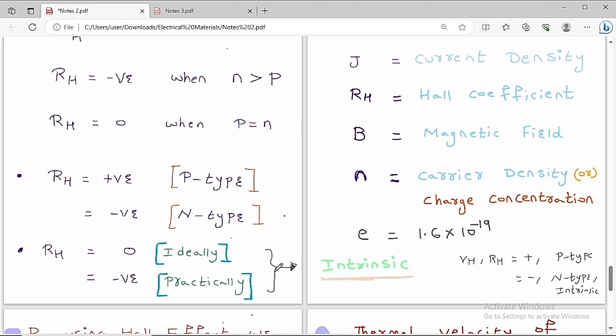Okay, so you go for the practical value. Don't go for the ideal value in examination. You go for the practical value. Ideally it is 0 only, but practically it is negative. So always remember this important thing.